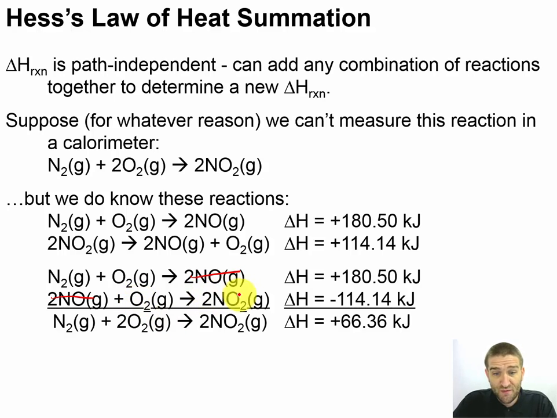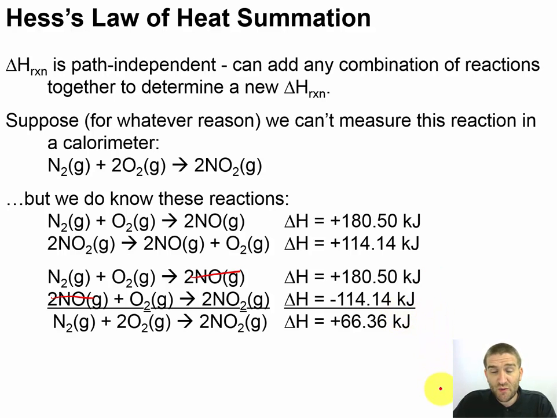We're now producing 2 moles of NO2, and if we add these two reactions together, we end up having 1 mole of N2 and 2 moles of O2, both in the gas phase, yielding 2 moles of NO2 in the gas phase. So what we can do now is add together these energies to give us the overall enthalpy of reaction. That's how we use Hess's law.